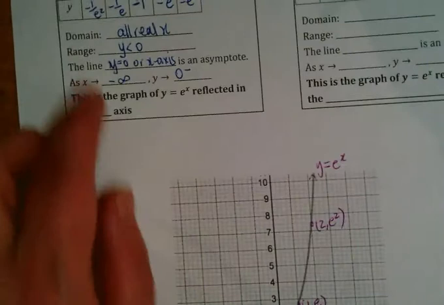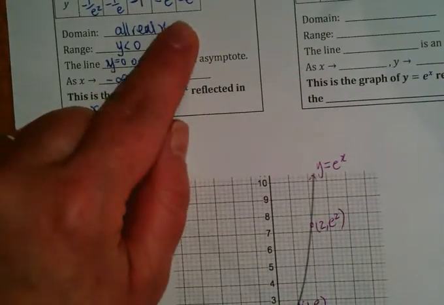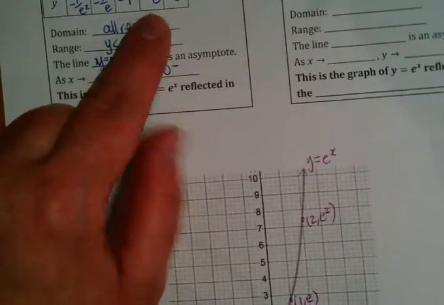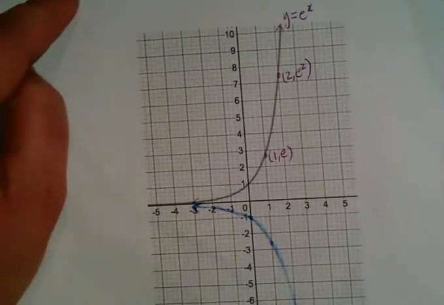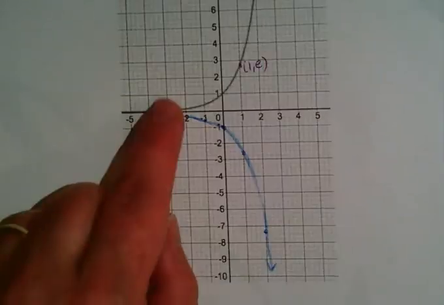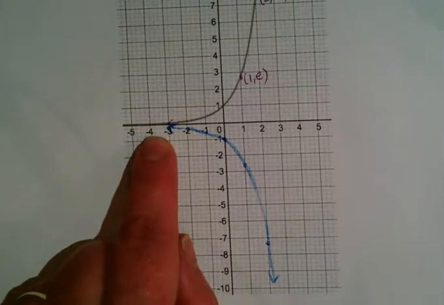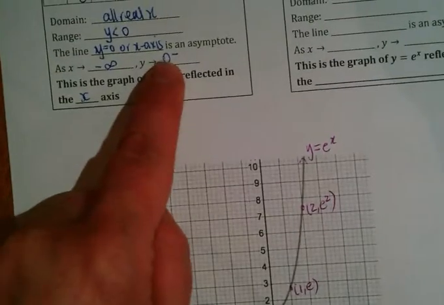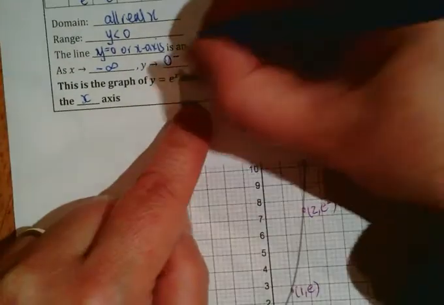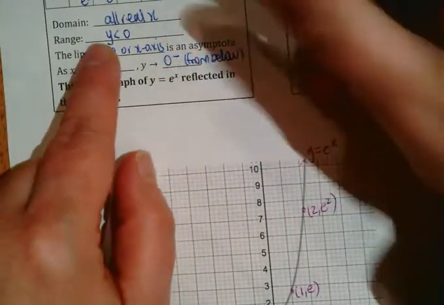So you can fill in your table of values. That's what you should have. Okay, shouldn't have a problem with that. And it's just a reflection in the x-axis. So once you sketch a curve, it should look like that. As x approaches negative infinity, y approaches 0 with a little minus there, meaning from below. So it approaches 0 from below. The range, again, is y is less than 0. So all the y values are less than 0.